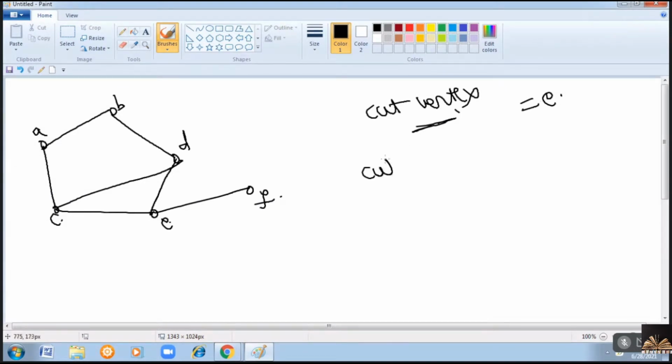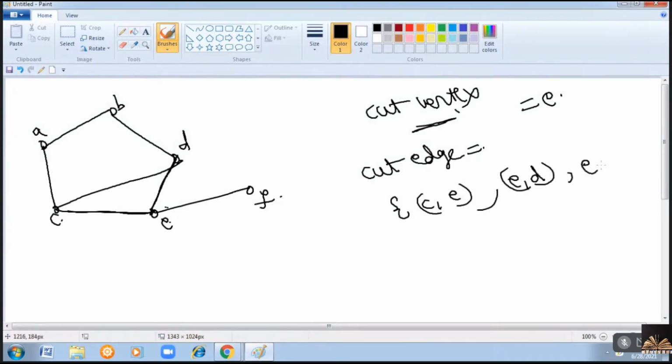Therefore, the cut edges means the edges incident with the vertex E. What are the edges incident with E? That is C comma E, D comma E, and E comma F. Right?